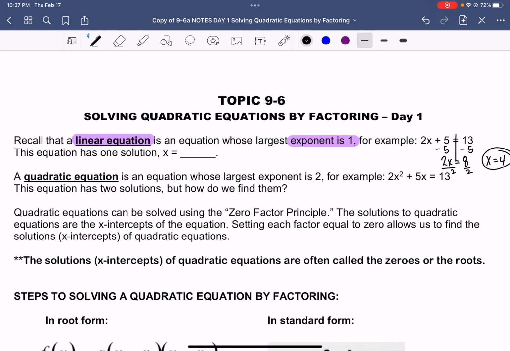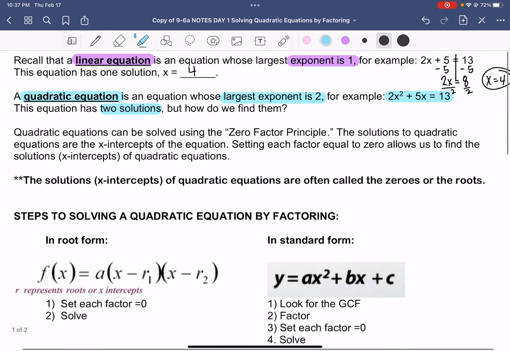okay? Whereas a quadratic equation is an equation whose largest exponent is 2. For example, we have 2x squared plus 5x equals 13. This equation has two solutions. How do we find them?